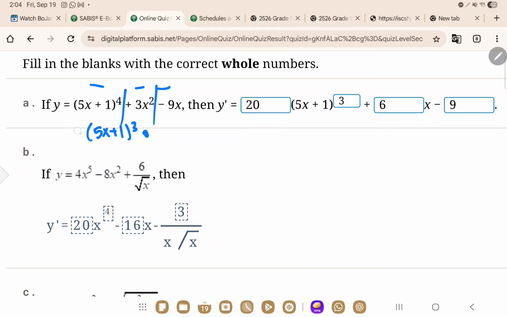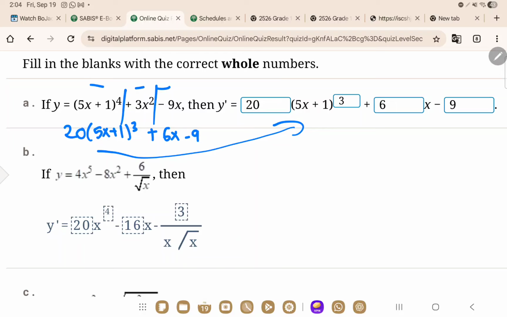So it's 4 into (5x plus 1) to the power 3 into u prime, which is just 5. 5 times 4 becomes 20. And this is your first part. Now plus 3x squared, we derive it into 6x, and -9, we derive it into -9. And that is your answer. First part, very quick, very easy. The second part has a slight trick.